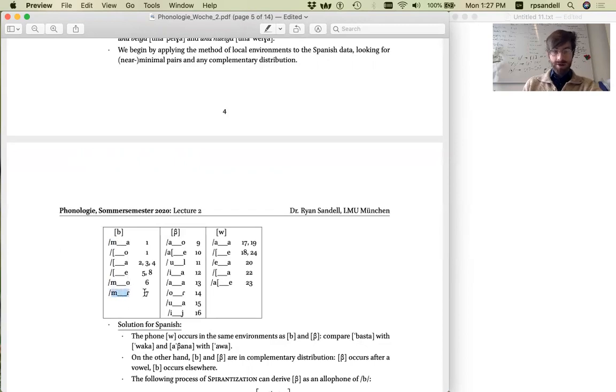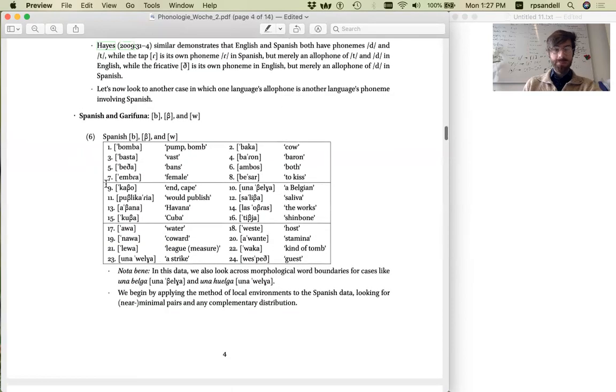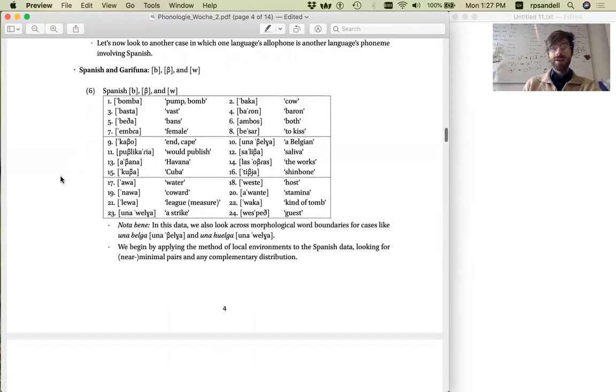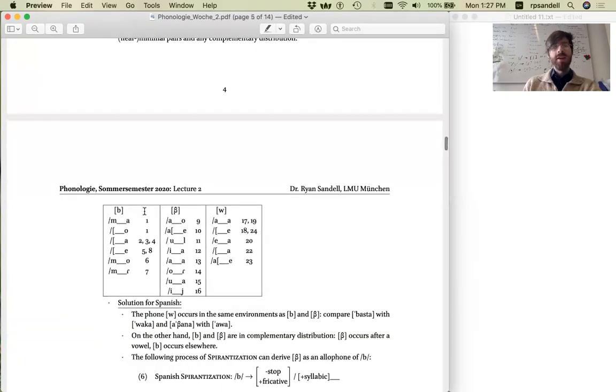We also have it occurring in at least one data point, data point number 7, the word hembra, occurring between a nasal and a tap. The voiced bilabial fricative, meanwhile, we find occurring after a variety of vowels. So this already should stand out to you. This fact ought to be notable, that we can find this sound only immediately after vowels.